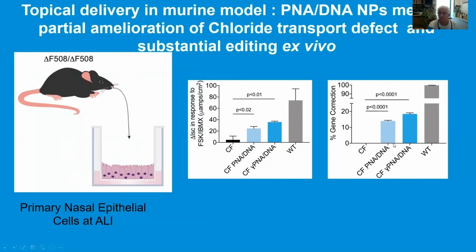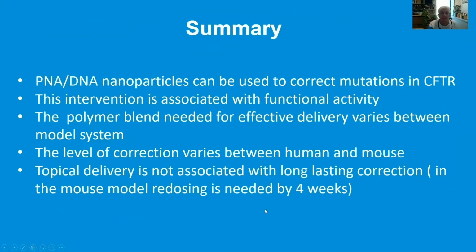So via ddPCR, we can also see we go from about a 12 or 15% increase to about a 20% increase. So again, we could correct alleles, and we can see that functional response. So summary is PNA DNA nanoparticles are used to correct mutations in CFTR. This intervention is associated with functional activity.